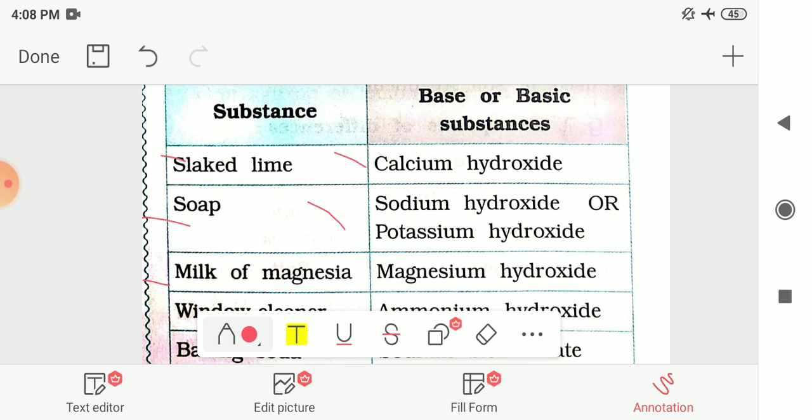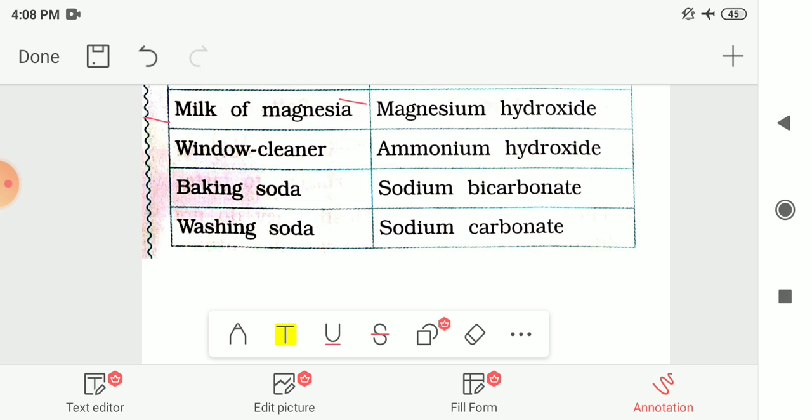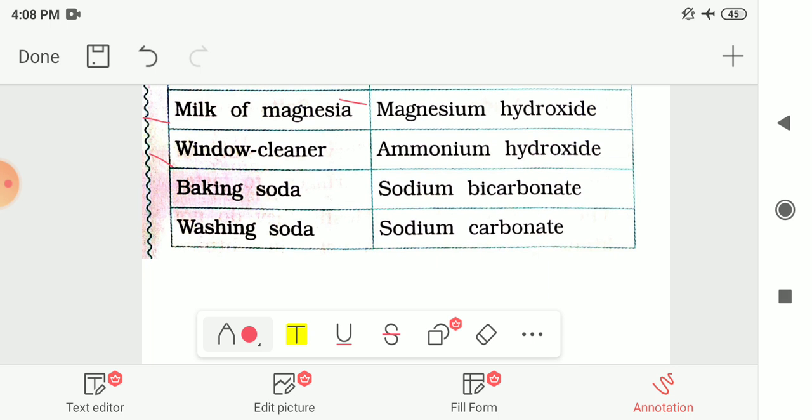Next is milk of magnesia. So magnesium hydroxide is there, which is basic in nature. Next is window cleaner. So ammonium hydroxide is there. Next one is baking soda. So we find sodium bicarbonate in the baking soda. And the last one is washing soda. So sodium carbonate is present in this washing soda, which is basic in nature.